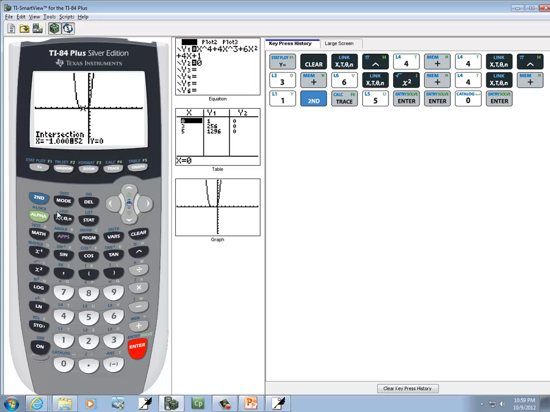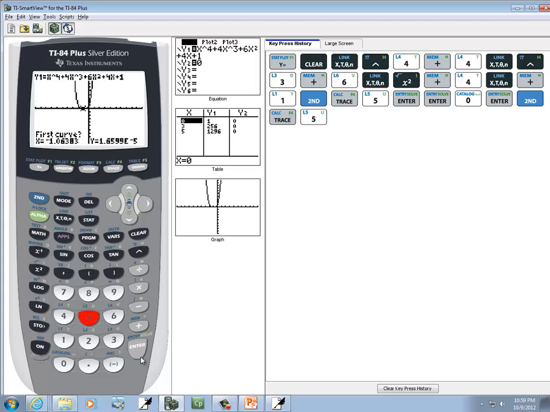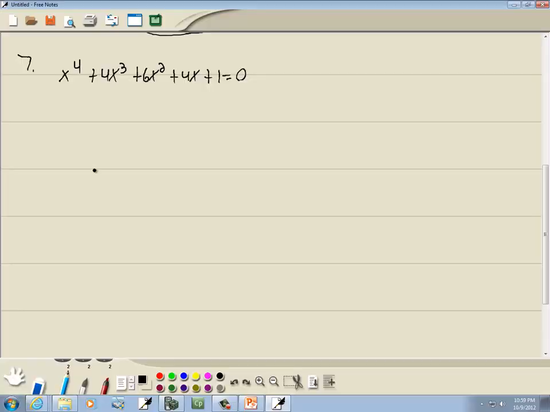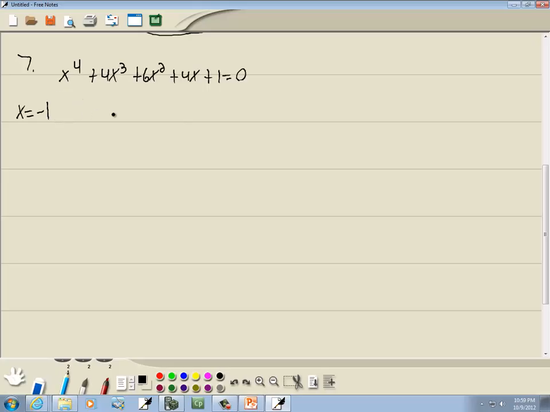So let's go through the process again, and let's put in negative 1 for our guess. So do second trace, choose intersect, enter on first curve, enter on second curve, and I'll put in negative 1. And it comes back and tells us negative 1. Again, it'll do that whenever you have it touching at a point. It does weird things. Well, that's no good. We needed 4 answers. We only got 1. Well, let's plug that into our synthetic division. So I got 1, 4, 6, 4, and 1.